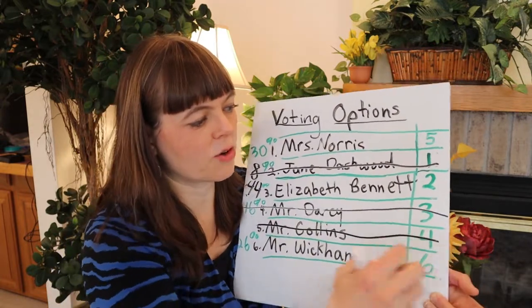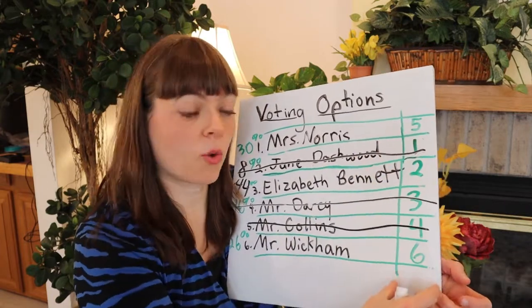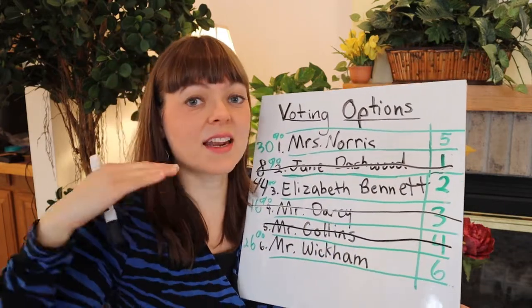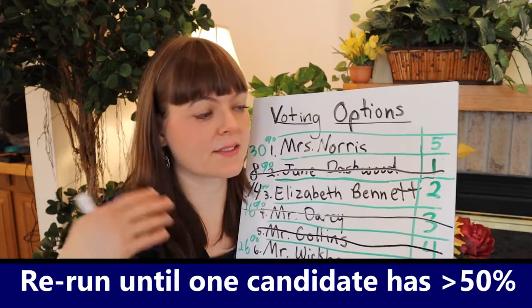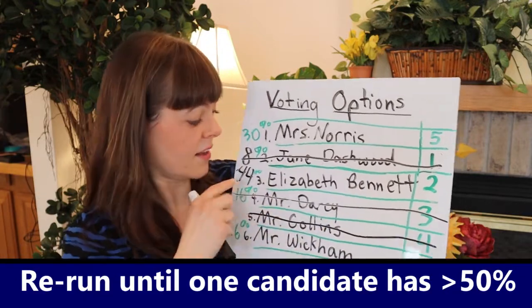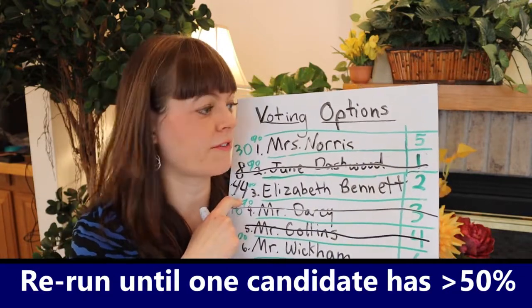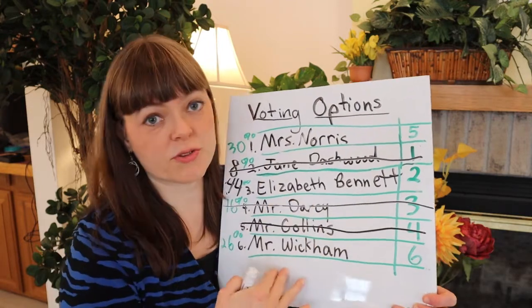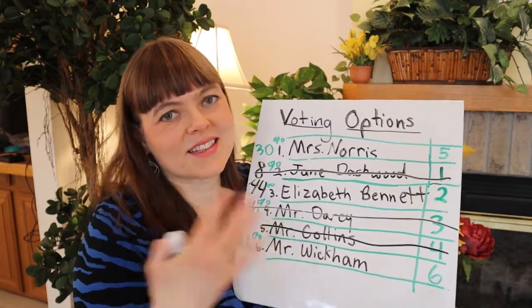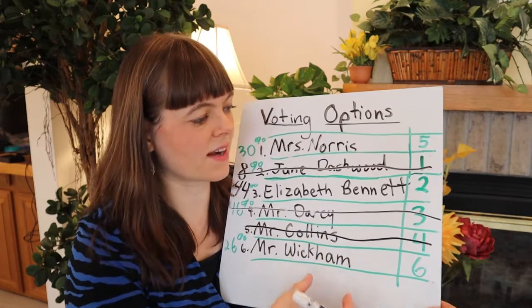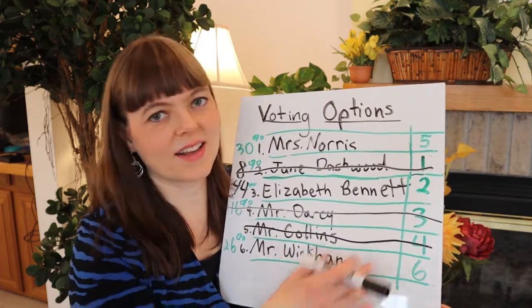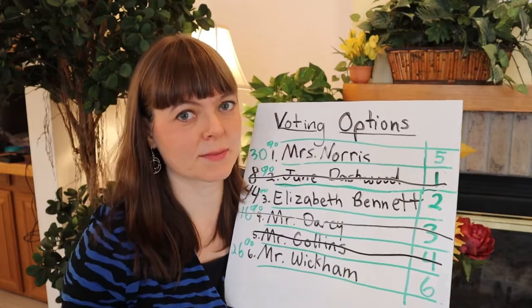It works by sort of letting people rank order their preferences and letting the system rerun the ballots as many times as it needs until one person reaches over 50%. Now, of course, once we're down to 2 candidates, unless it's exactly split, one of those 2 candidates is probably going to win, and in this case, it's probably going to be Elizabeth Bennet.